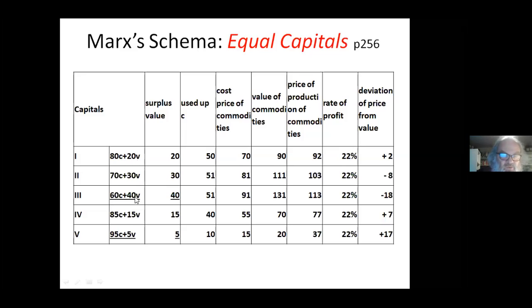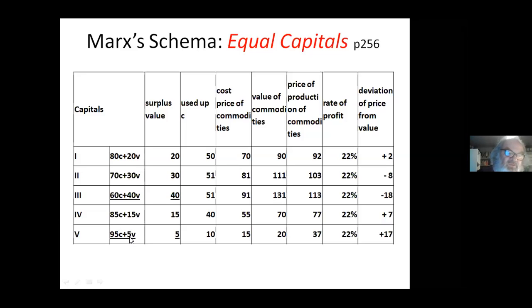But what's called the organic composition of capital is actually lower. The ratio here is 4 to 1. The ratio here is 1.5 to 1. So this is a labor intensive sector. And then we take a third example, which is drawn directly from Marx. So we have 100 invested altogether, but this is a capital intensive sector.